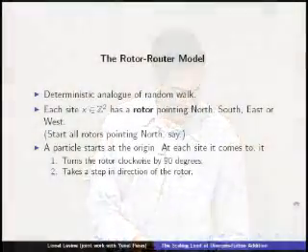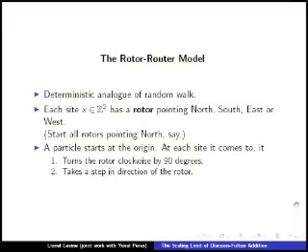The way this model works, I'll describe it in Z2. At each site in Z2, you have a rotor, which is just an arrow pointing to one of the 4 neighboring sites. You start a particle at the origin, and when it comes to a site, it does 2 things. It first rotates the rotor clockwise by 90 degrees, and then it takes a step in the direction of that rotor.